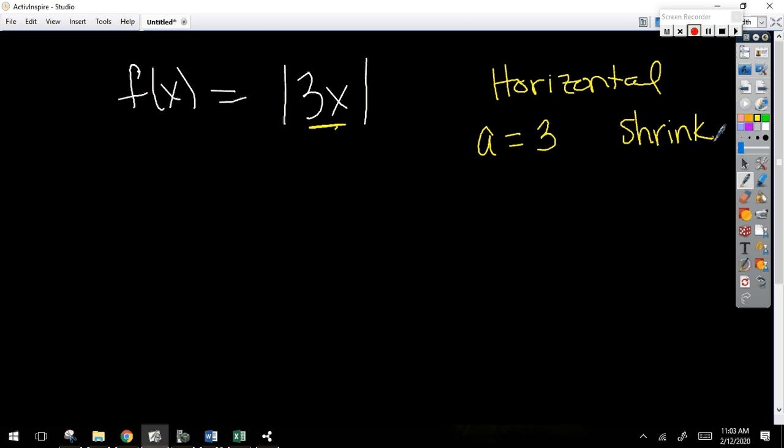If it is a horizontal shrink, is the graph getting wider or skinnier? Skinnier. Horizontally, take the horizontal axis and smush it in. And what's the graph going to do? It's going to go in, right? It's going to go from this to this. Yeah. All right.